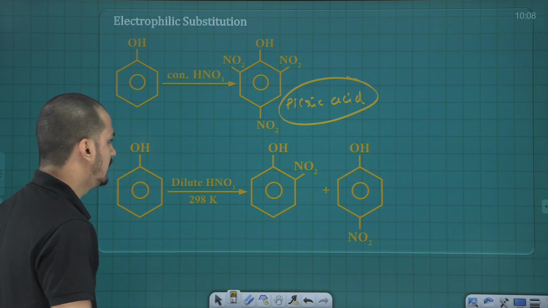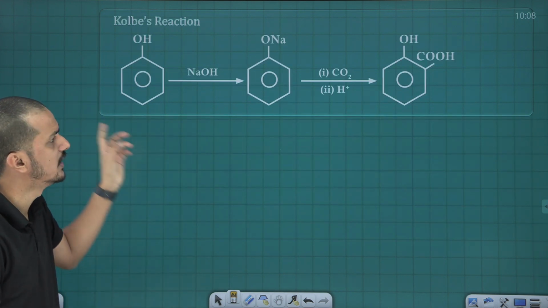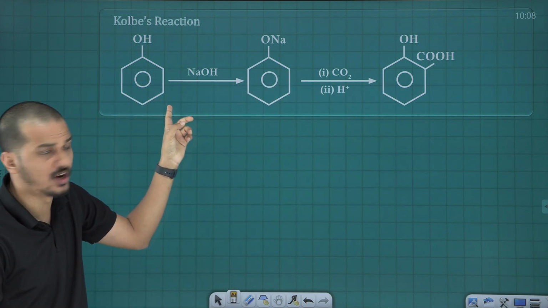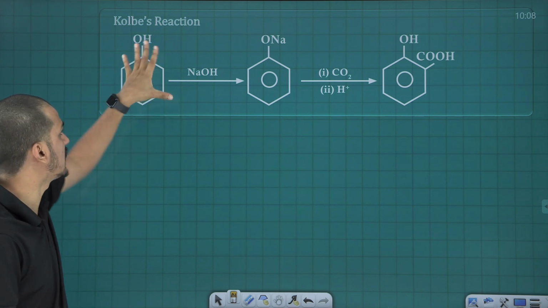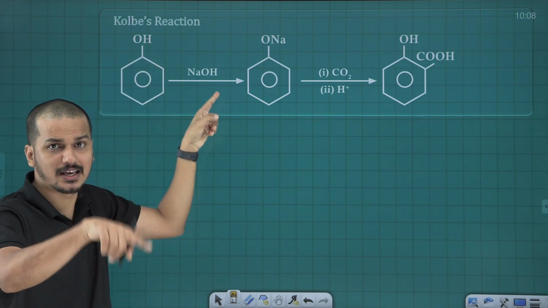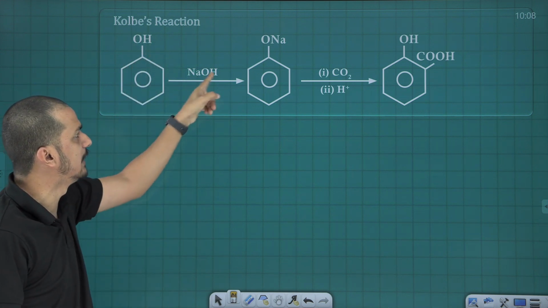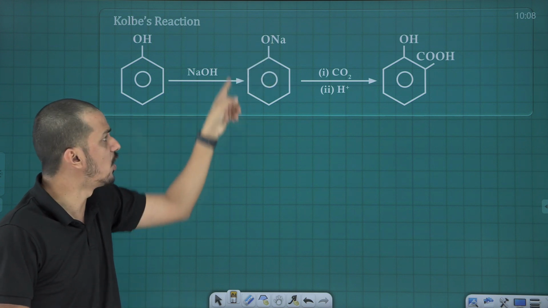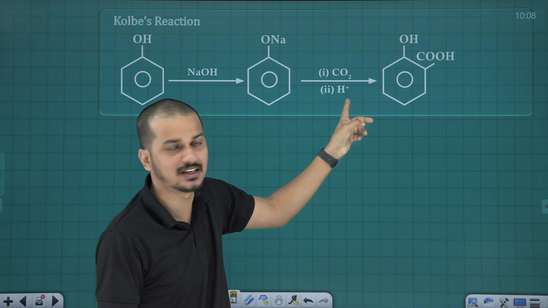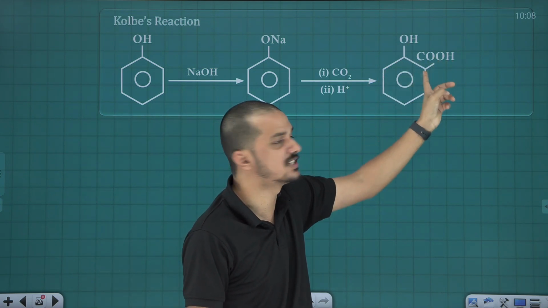Ready? Next, Kolbe's reaction. Kolbe's reaction is the preparation of salicylic acid from phenol. First you are treating the phenol with NaOH, keeping it in alkaline medium. The phenol reacts with the base, forming sodium phenoxide. Then you are treating with carbon dioxide and then hydrolyzing, acidifying. At that time, the OH and COOH groups will come and attach here in the ortho position.